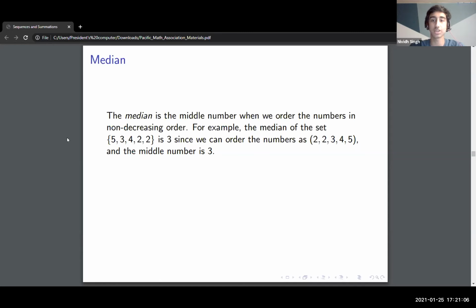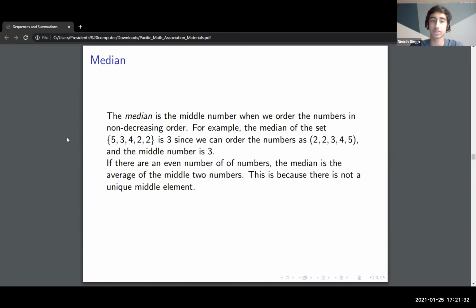So for example, we have two 2's, and these two 2's will go to the front, and these will be the first two because these are the smallest two numbers out of all the set of numbers. Then we have 3, 4, 5, and this is how we list them in a non-decreasing order because we don't decrease from one number to the next. Now we can just find the middle number, which is the number 3, so our median must be 3.